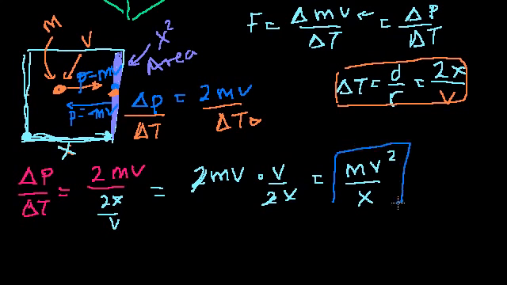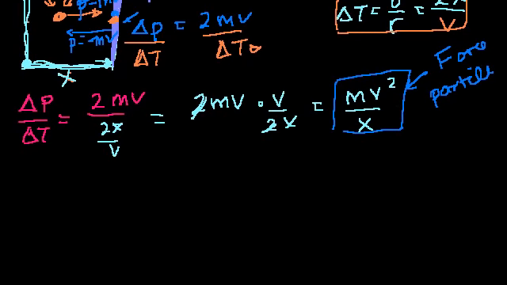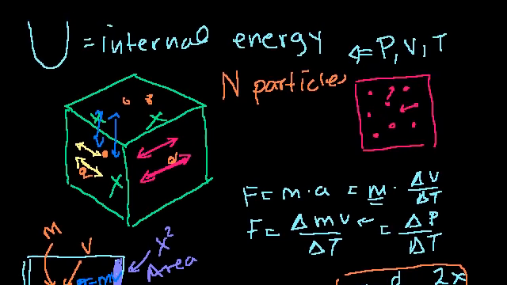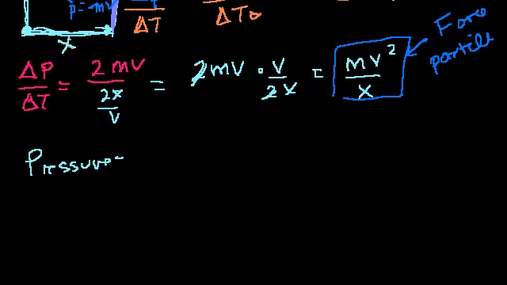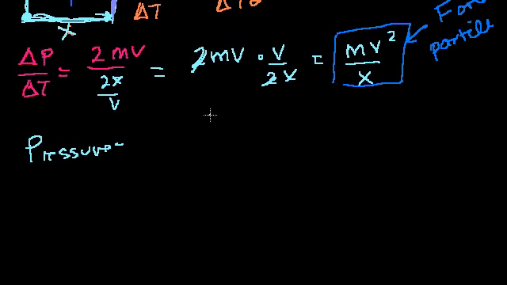Now, this is the force being applied by one particle. Is this force from one particle on this wall? Force from particle. Now, what was the area? We care about the pressure, right? We wrote it up here, right? We wrote the pressure is equal to the force per area. So the pressure is equal to the force per area. So this is the force of that particle. So that's mv squared over x divided by the area of the wall.